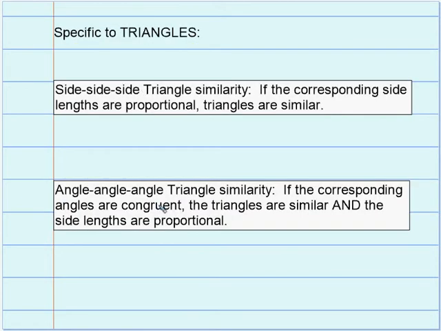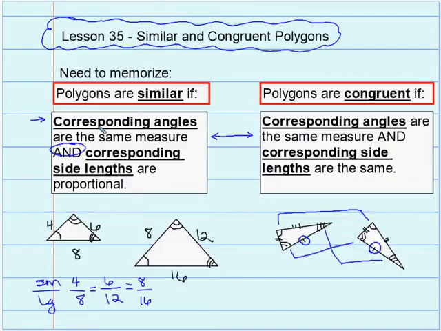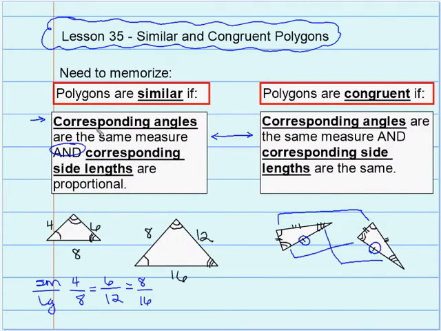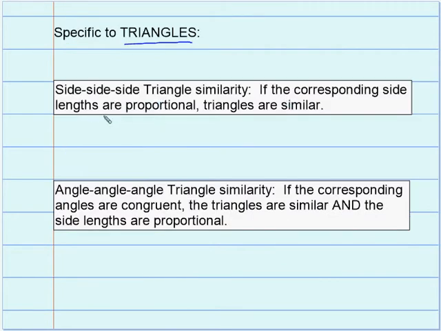Okay, a couple other things that you need to memorize. These are specific to triangles. The other rules back here work for any polygon. These work only for triangles. Side, side, side triangle similarity: if the corresponding side lengths are proportional, your triangles are similar. So this one bypasses the angles altogether, right? It's saying if we know that the corresponding side lengths are proportional, then we have similar triangles.